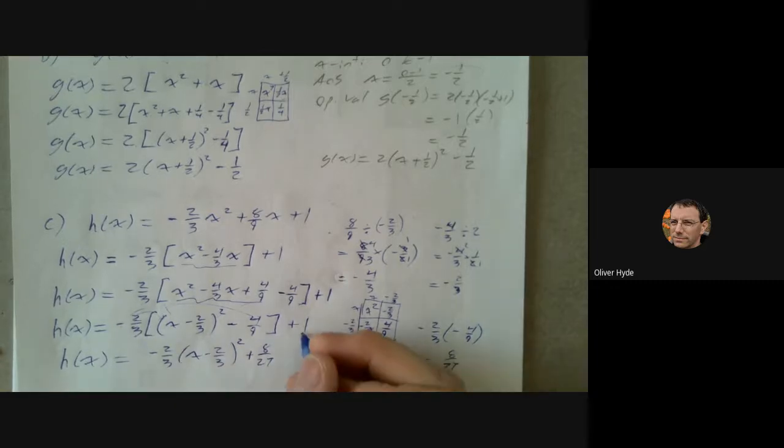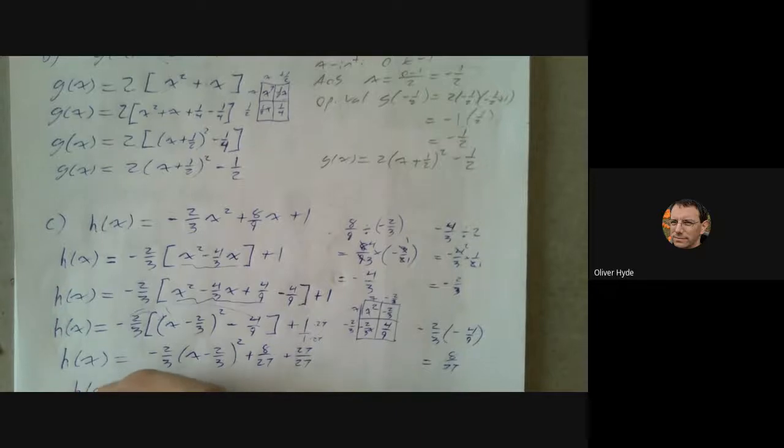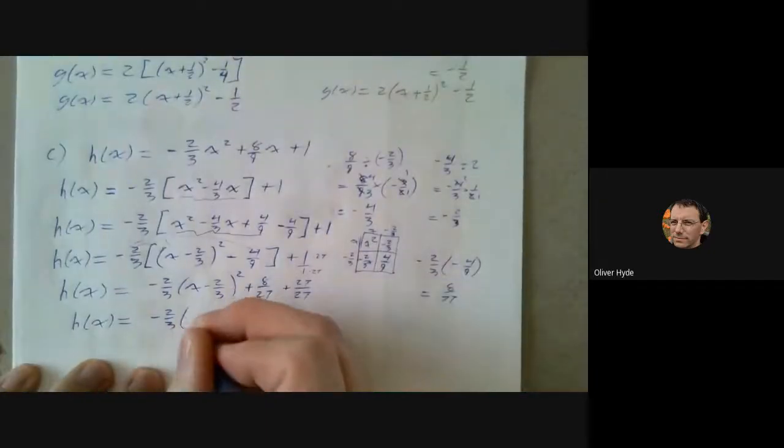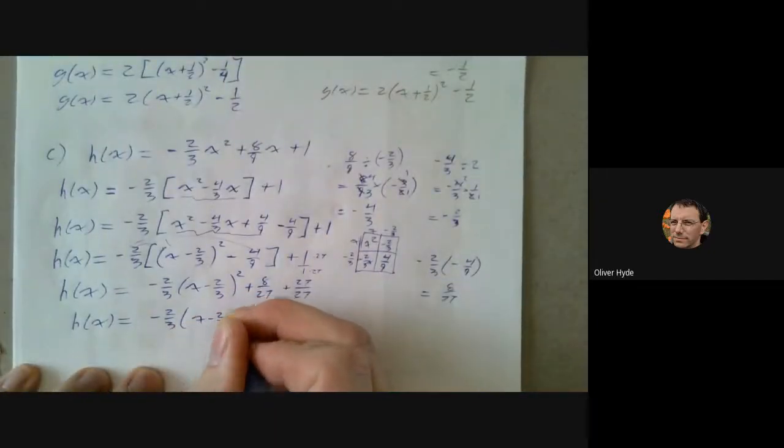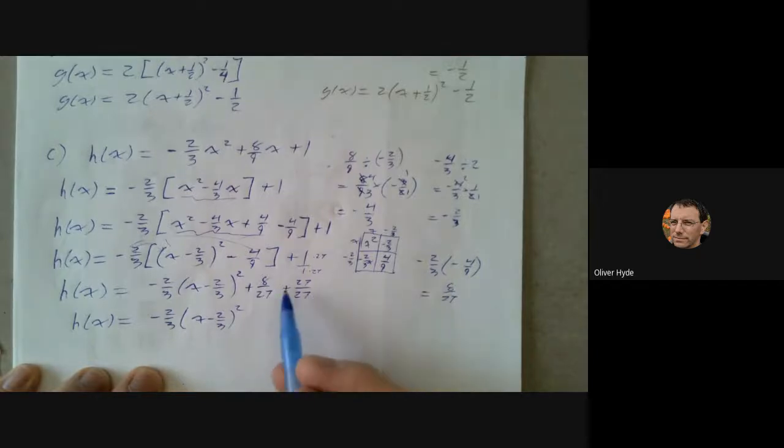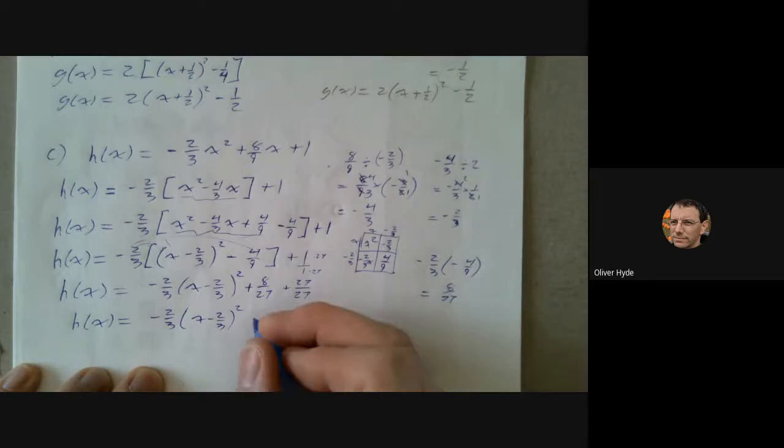And this is where I always go back in time and prepare my common denominator so that I don't need to write myself an entire other step to get my optimal value. Let's see, 8/27 plus 27/27 is going to be 35/27.